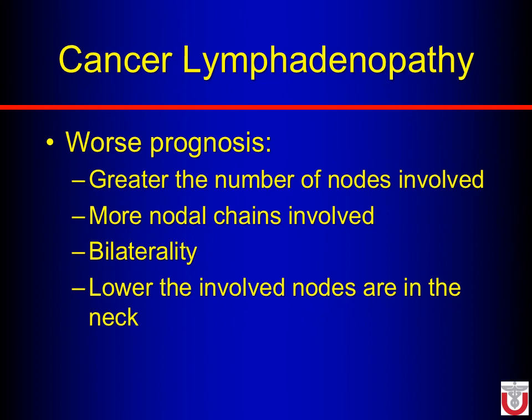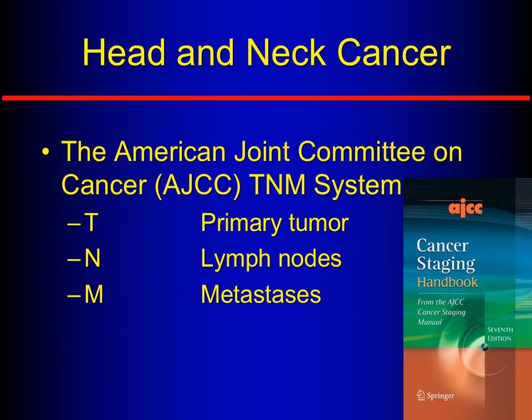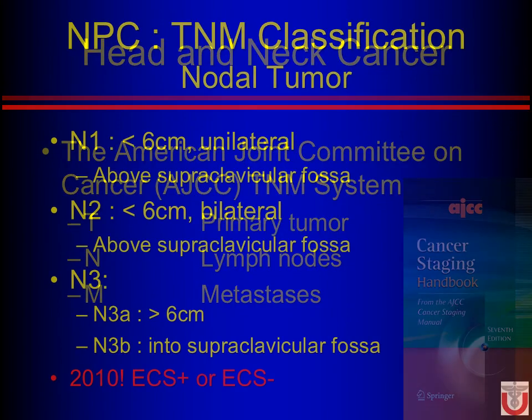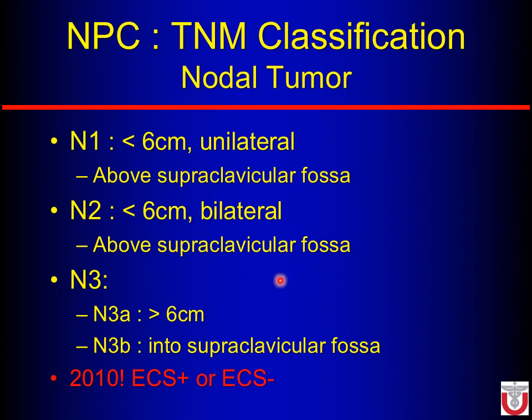We also know that we have a worse prognosis with the greater number of nodes involved, the more nodal chains that are involved, when those pathologic nodes are bilateral. And the lower pathologic nodes that we see in the neck, the worse the prognosis. Now, with the AJCC criteria, we think about the nodes. They're very important in the T and M staging. And in the 2010 revision, they did add a modifier for extracapsular spread, either being positive or negative.